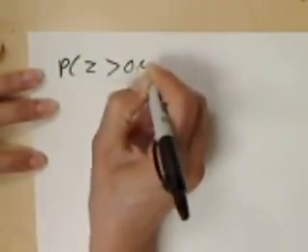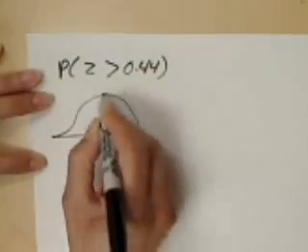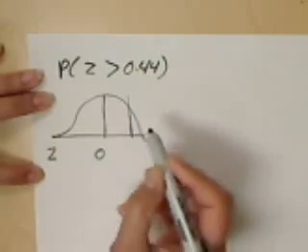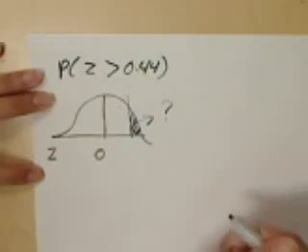Another problem that we can answer is probability that z is greater than 0.44. Again, draw the curve on the z-axis. Here is 0. Greater than 0.44 would be this area that we're after. We want to know that.